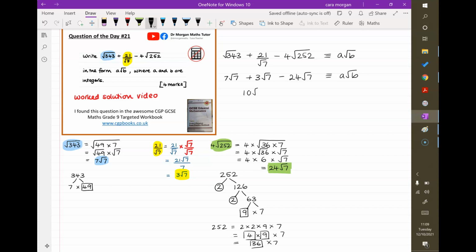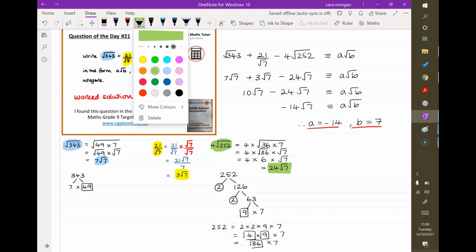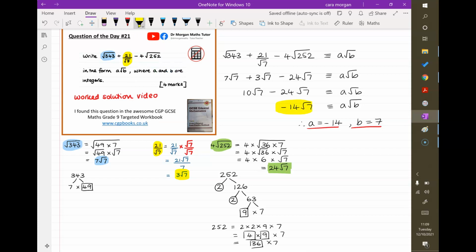So I have 10 root 7, subtract 24 root 7, and therefore that gives me negative 14 lots of root 7, which is in the form a root b, and I can conclude that a must be negative 14, and whoops, put that b inside that root there, and b is 7. So they are my answers, but really the answer that I was looking for was, let's pop it in yellow there, negative 14 root 7.